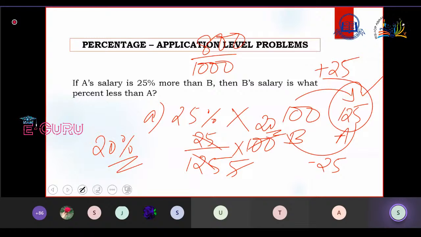Percentage means you will make it into 100, right? Base will be 100. So either here directly you can cut it down. So 800 out of 1000 means 80 out of 100, and you will say that I got 80% mark, right?